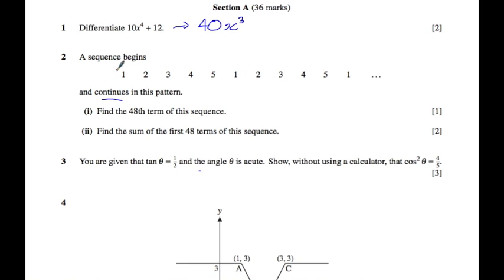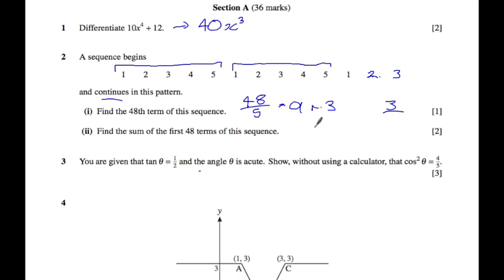We can see that every 5 terms, it would have hit 5. So if we're talking about the 48th term, 48 divided by 5 is going to be 9 with a remainder of 3. So we know it's going to repeat this process of having 1, 2, 3, 4, 5, 9 times, and then there'll be 3 more terms. So the 48th term will be a 3.